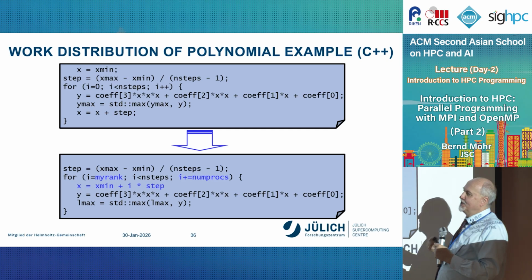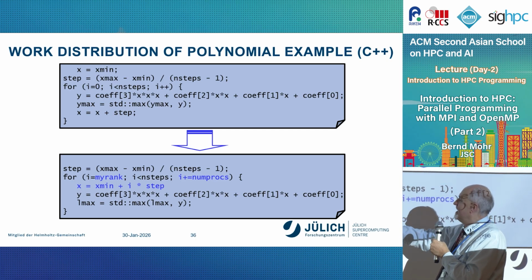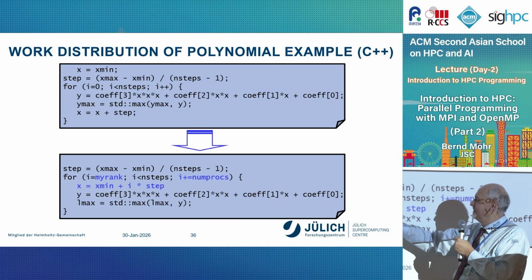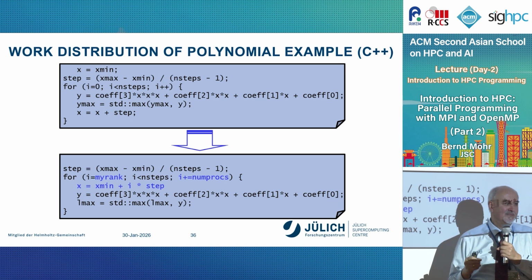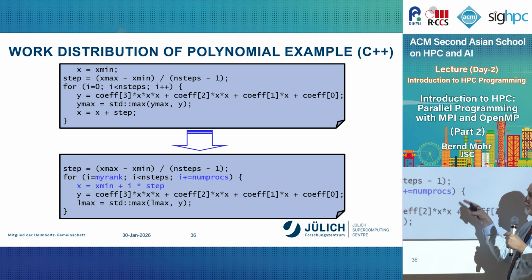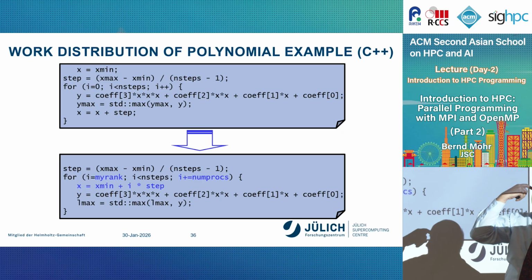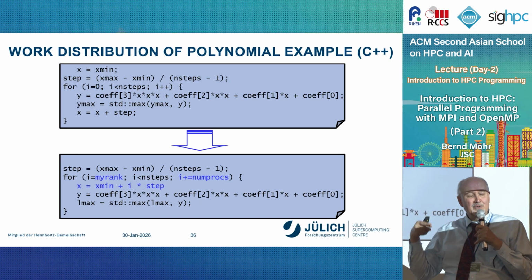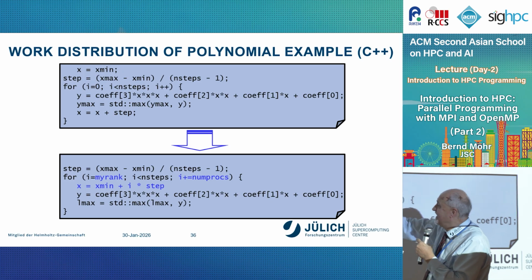So what we actually have to do is, instead of doing the Xmin before, you have to say, oh, I'm starting with Xmin plus so and so many steps. So that everyone is doing a different portion of the data. This is where you see why parallel computing is harder than sequential computing.